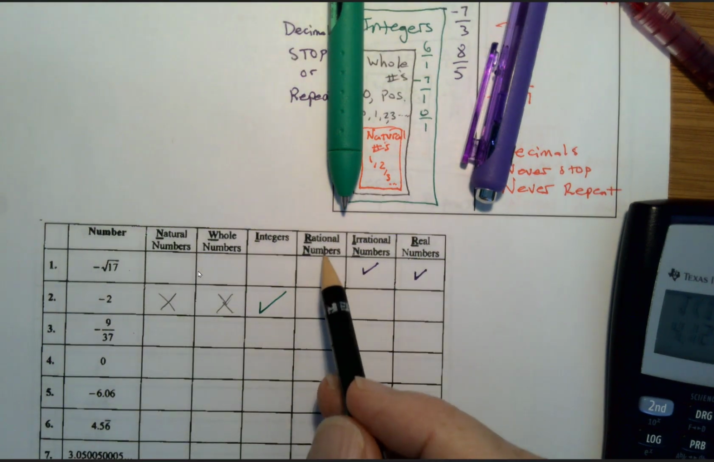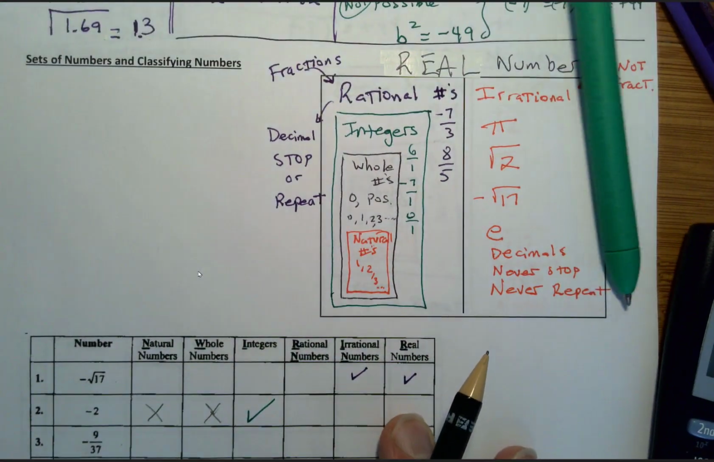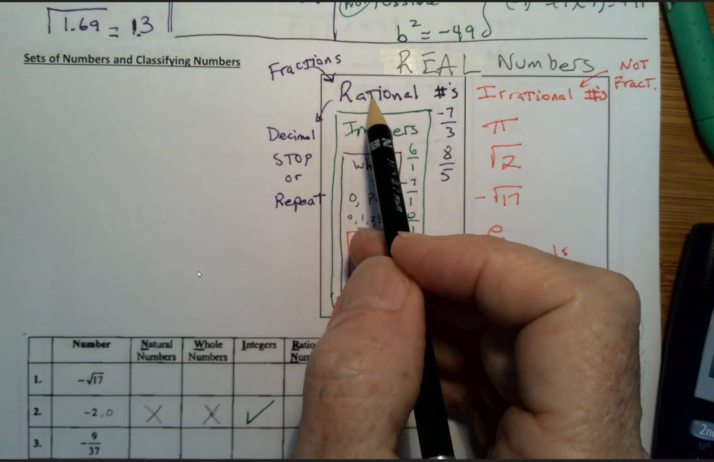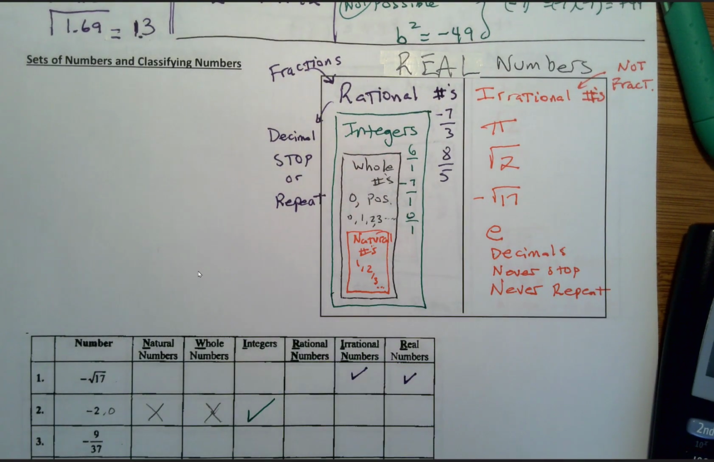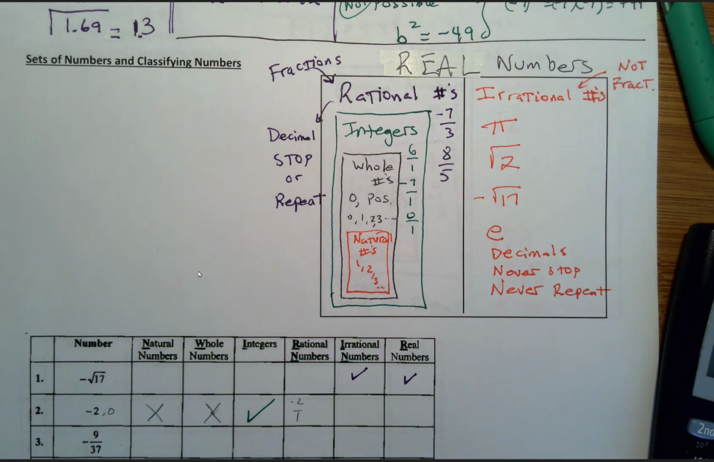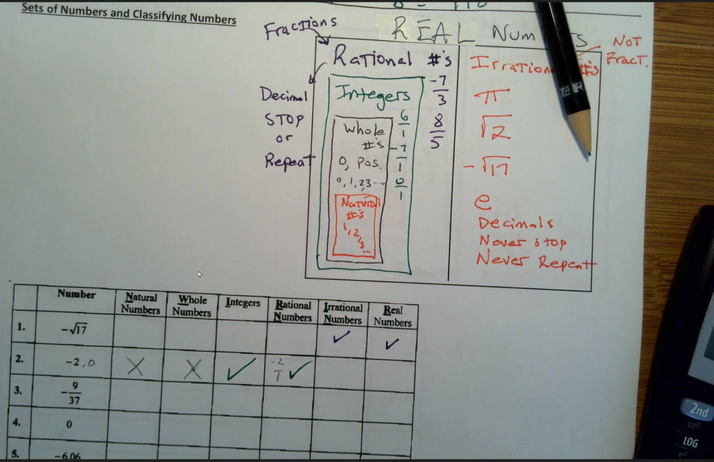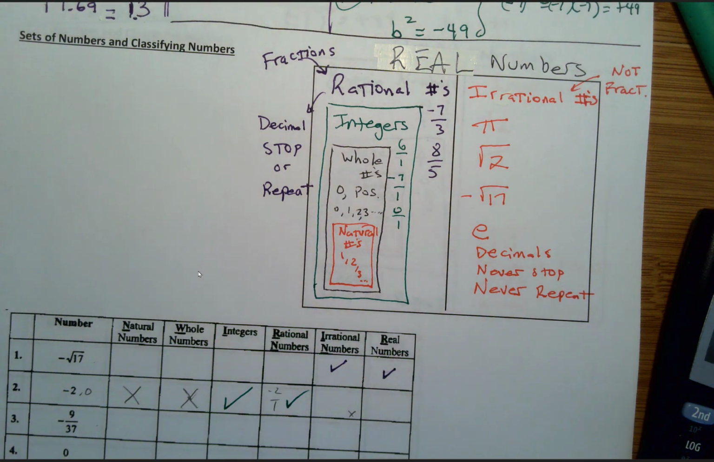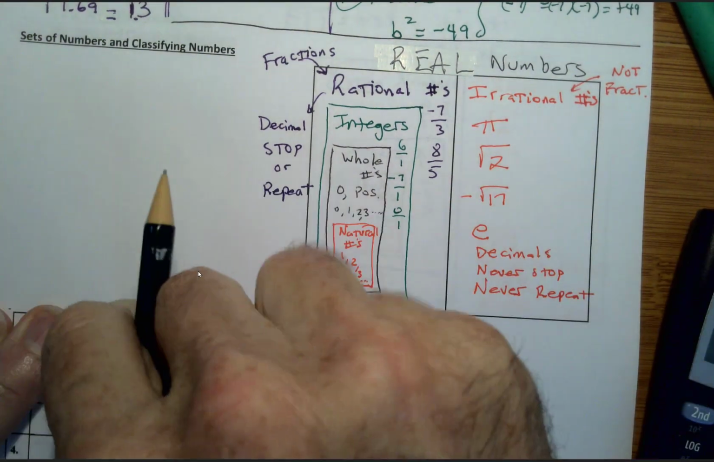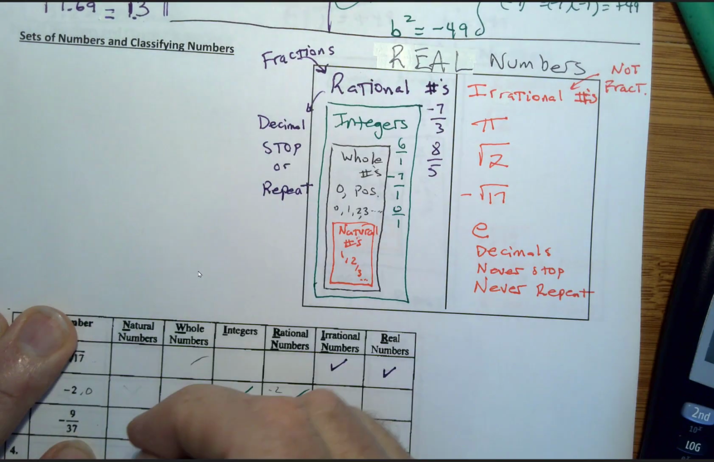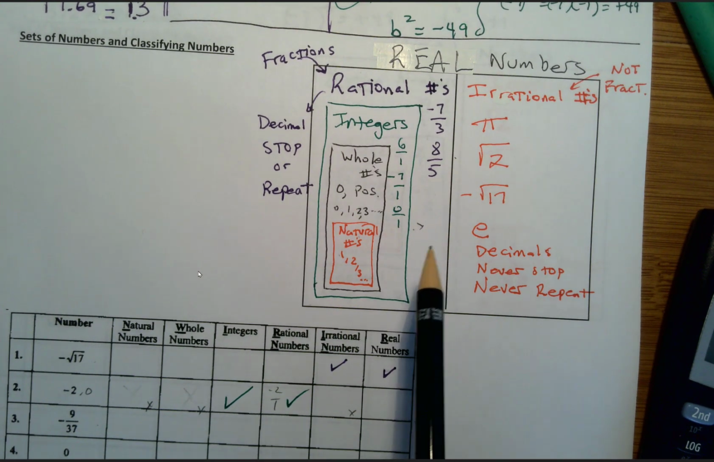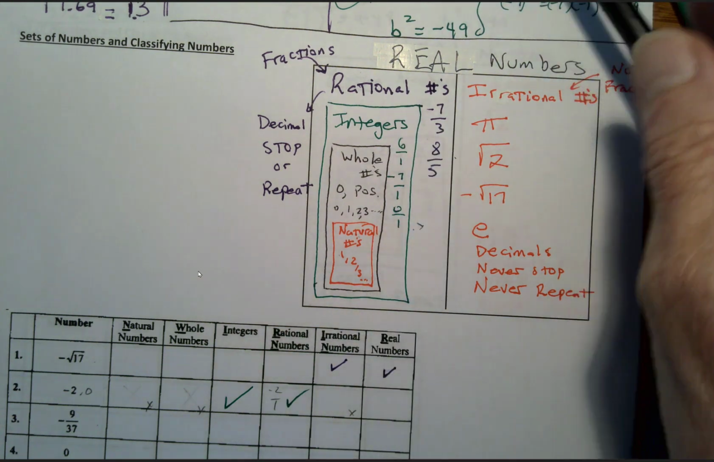Is negative 2 a rational number? That means, does its decimal stop or repeat? Yes, it stops at 2.0. It's also a rational number, which means we can make it into a fraction. Is that a fraction? Well, negative 2 over 1 is a fraction. Yes, this is a rational number. If it's rational, then it's not irrational. I'm going to make my x's smaller so they don't look like I'm including them. Is negative 2 a real number? Well, all the numbers we know are real numbers. If it's a rational number, it's in the real number set. So we can put a check for that.